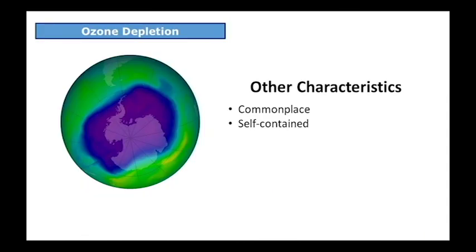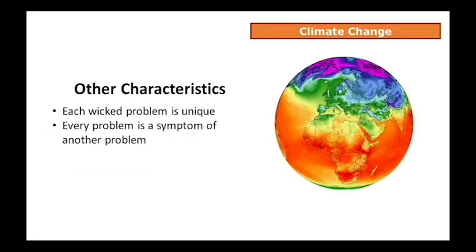Other characteristics of tame problems are that they're commonplace. You can see the same problems or same kinds of problems all across the globe. They're also self-contained, so once you've solved that problem, you're done. Climate change is the opposite. Each wicked problem is unique, which means that the causes and solutions are very different from each other. And every problem is a symptom of another problem because they're all interrelated and interconnected.